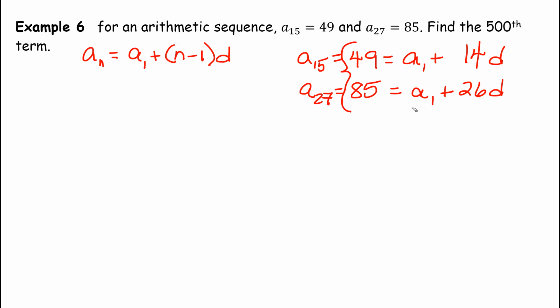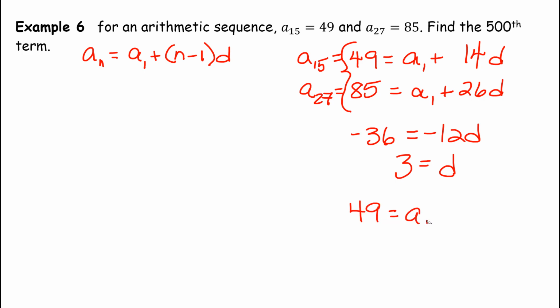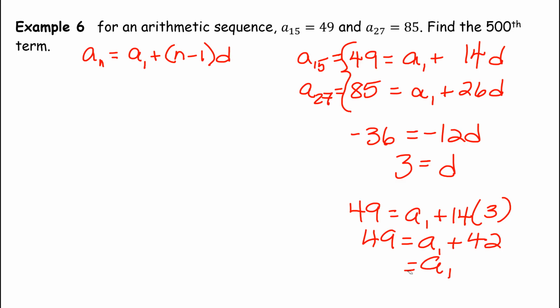Now if I subtract those two equations, the a sub 1s are going to cancel out, and I'll just have -36 is equal to -12d, which means that d is 3. So I've got my common difference. I can plug that back into either one of these equations to find out what a sub 1 is. I'm going to plug it back into the first equation. 49 is equal to a sub 1 plus 14 times 3. So 49 is equal to a sub 1 plus 42. So a sub 1 is going to be 7. So the first term is 7.